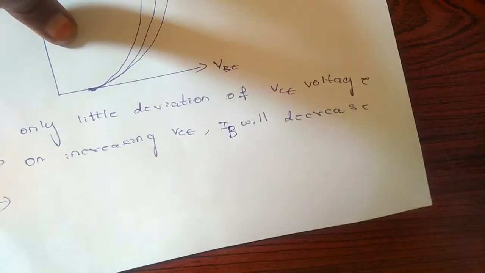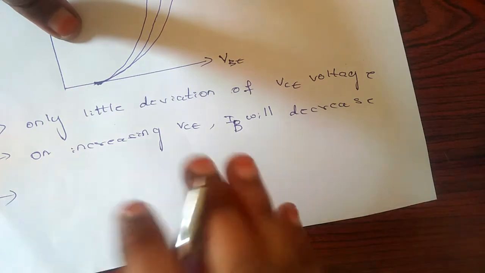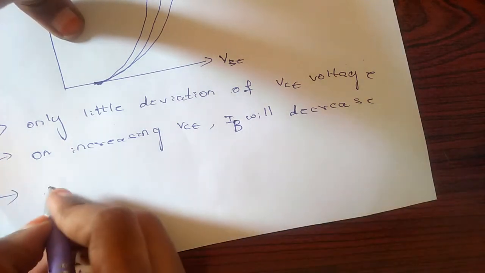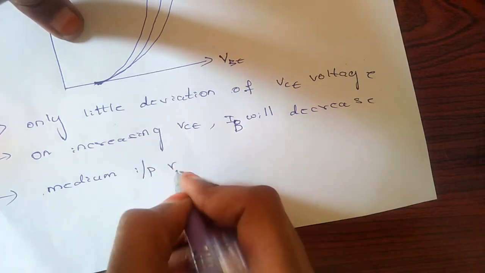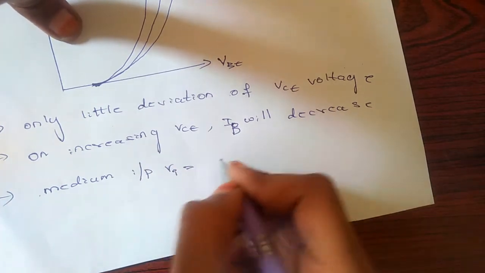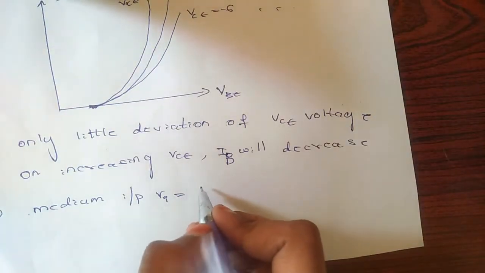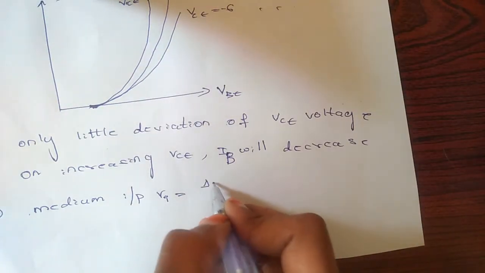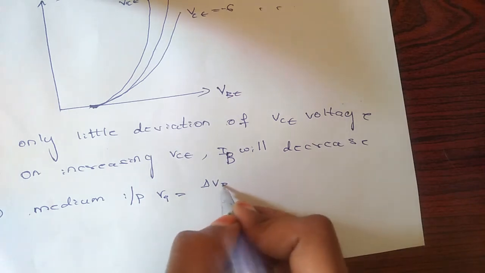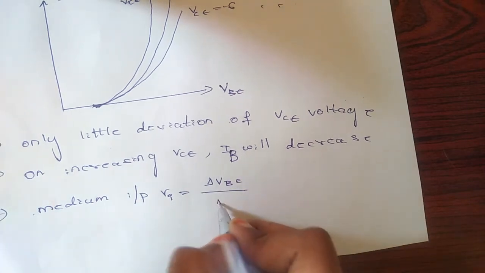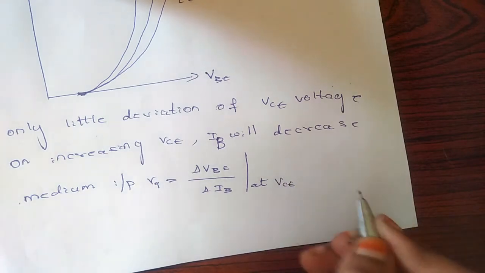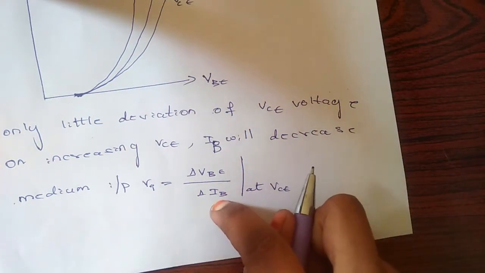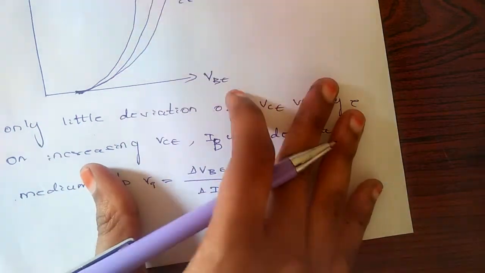And the input resistance here is medium. It can be calculated as delta VBE by delta IB at constant VCE. So this is about the input characteristics.